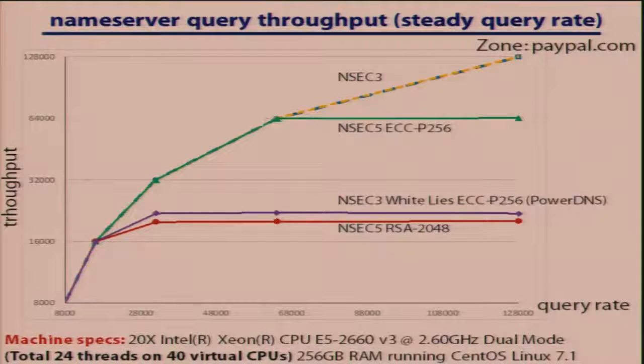The reason we use PowerDNS is because PowerDNS was the only open source RFC compliant thing that we could find that was doing online signing. So we used that in the evaluation. We can see that online signing with PowerDNS is maxing out around, I think, 21,000 queries per second. Our RSA implementation of NSEC5 maxes out similarly around 19,000 queries per second. If we look at our NSEC5 elliptic curves implementation, we're maxing out at 64,000 queries per second. So we're pretty excited about this result.